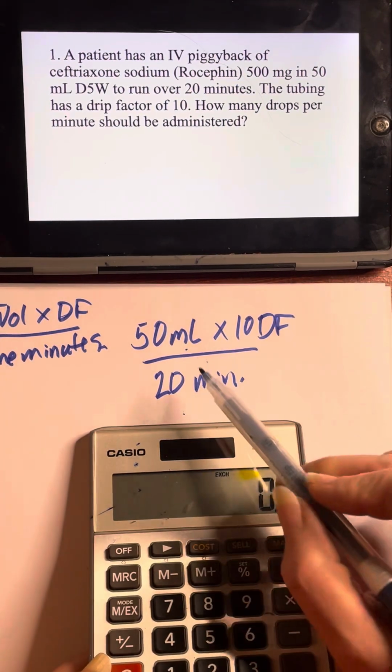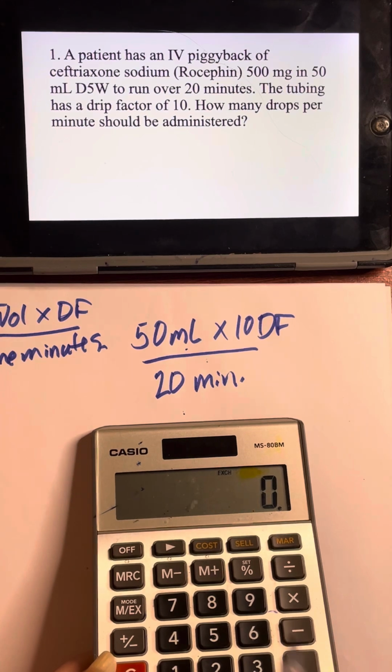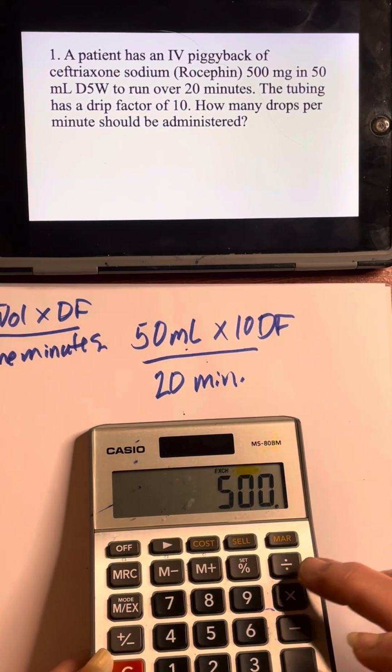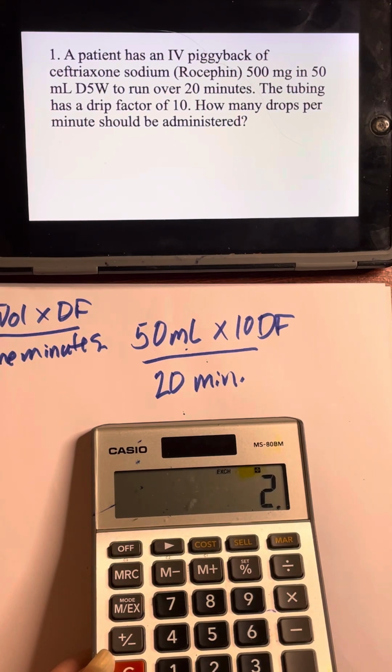Okay, here we go. 50 times 10 equals, divided by 20.